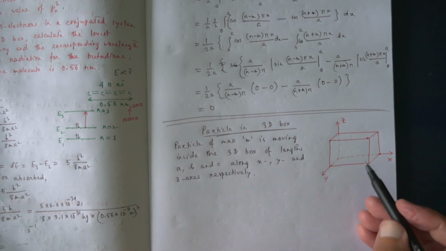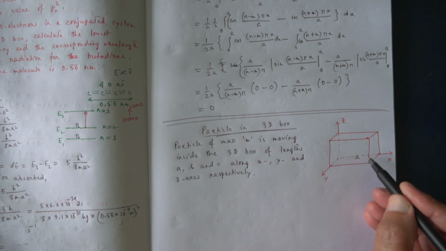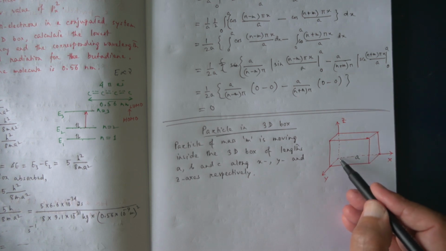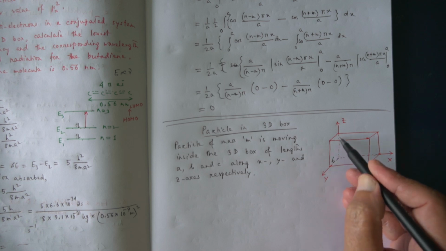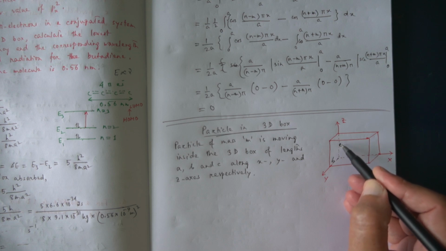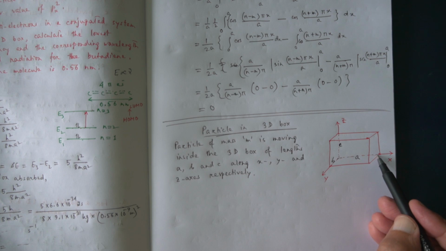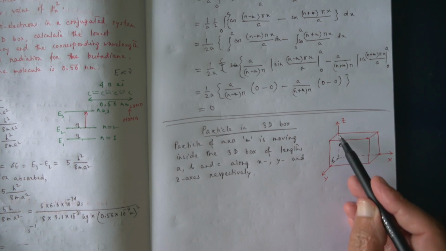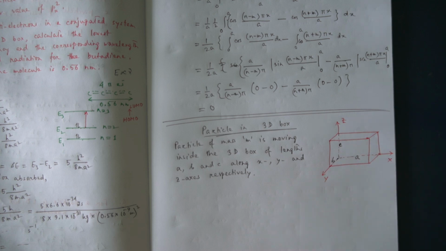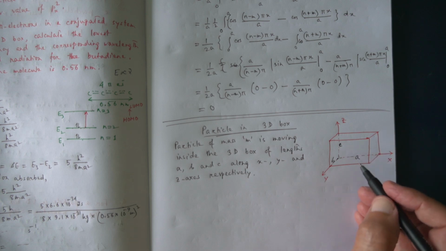Okay, the length of the box along the x-axis is A, along the y-axis is B, and along the z-axis is C. So these are the dimensions of the box: along x, A; along y, B; along z, C. And a particle is moving inside the box.